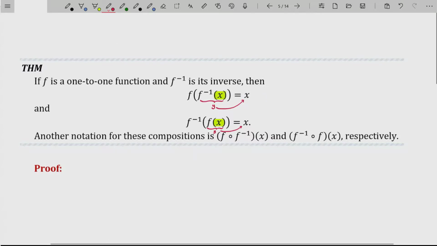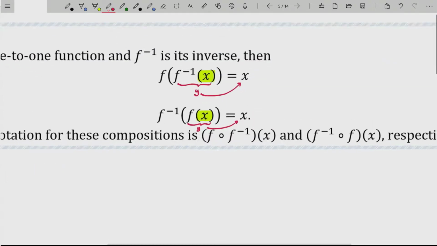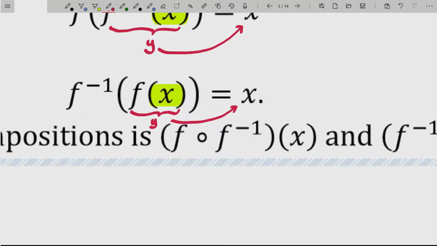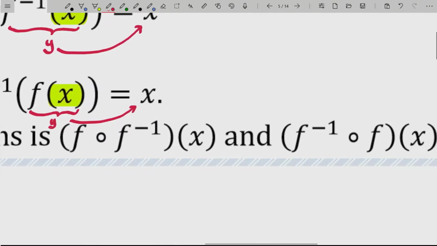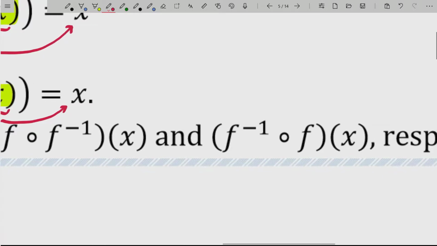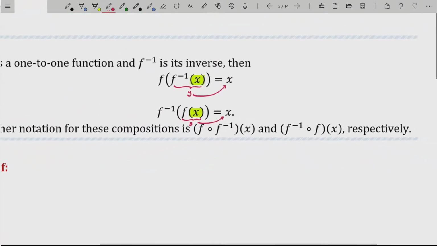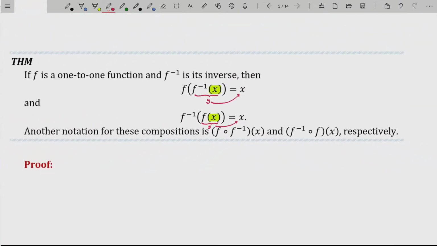Another notation for these compositions is that f∘g notation you've seen in Algebra 2, I think, where f composed with f inverse of x and f inverse composed with f of x. I don't use that notation because I think the actual nesting notation, the function notation, is a little bit better.